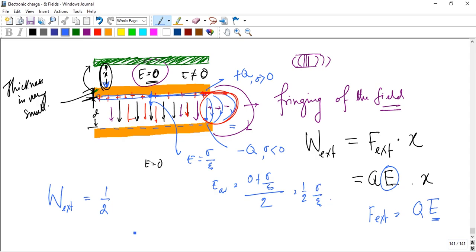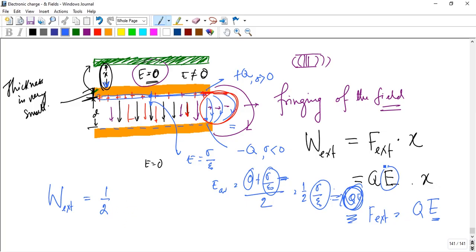Okay, so that means the electric field is half. So here 0 plus this electric field, that is Q times E. So that means QE is half, actually. We say that QE is a half.